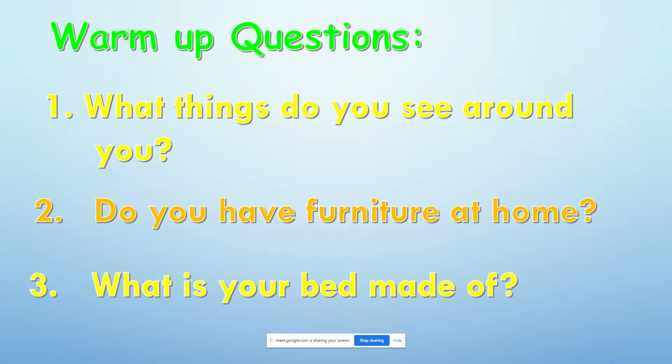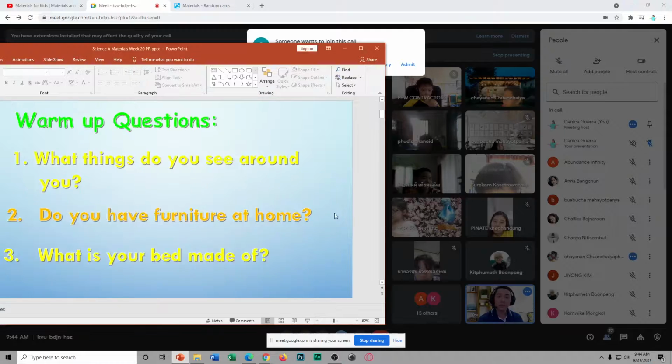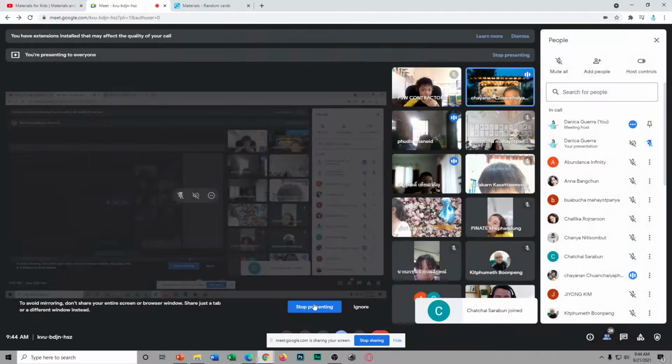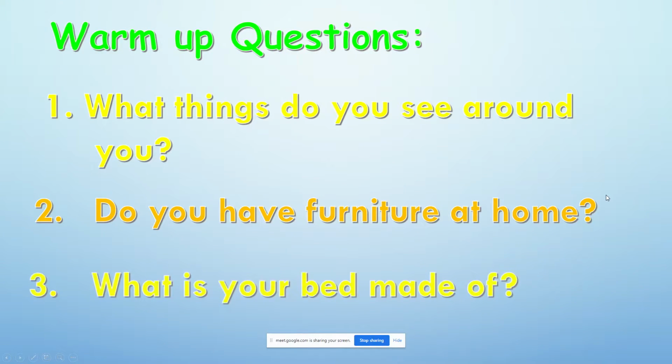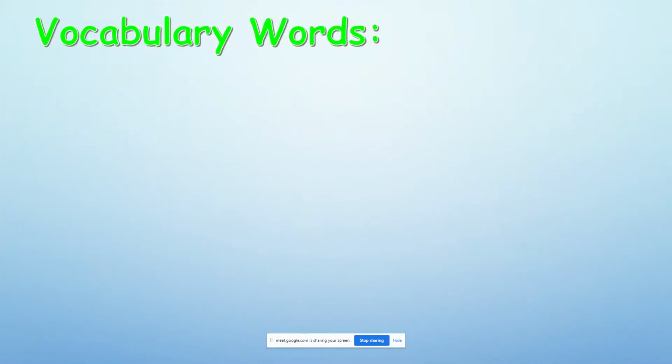Number 3: what is your bed made of? Cloth, wood, cotton and wool. Some beds are made of metal. Right. Cotton and wood. Okay.